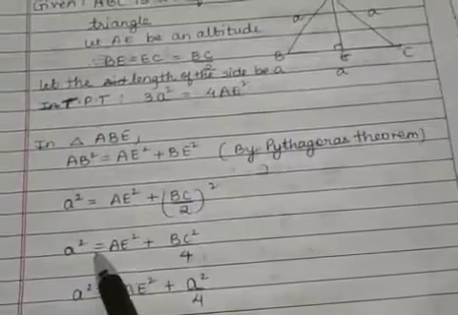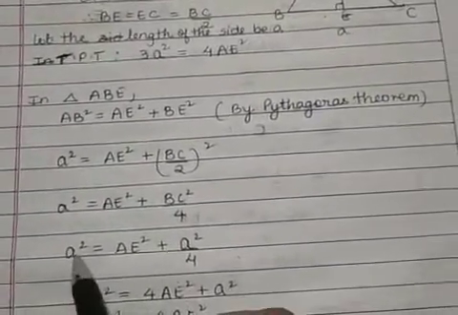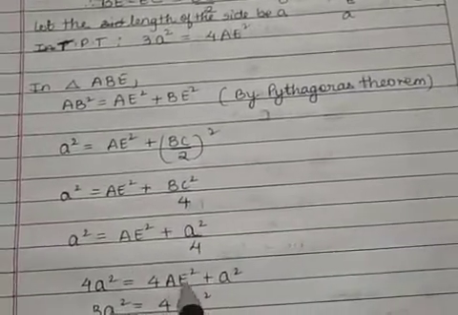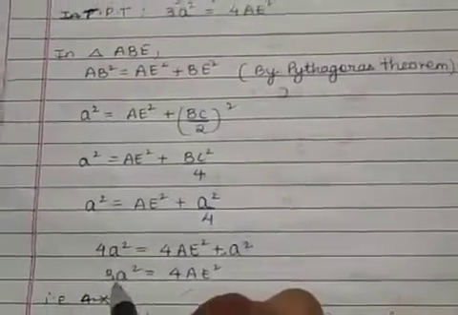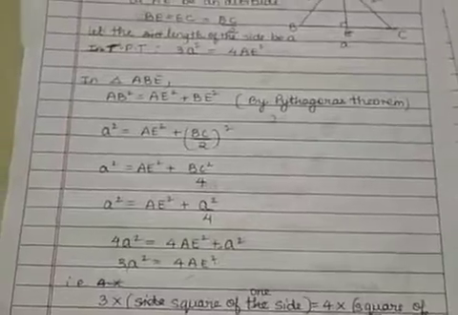So a square is equal to AE square plus a square upon 4. So 4 times a square is equal to 4 times AE square plus a square. So on simplifying, you get 3 a square equal to 4 times AE square. This is what we had to prove.